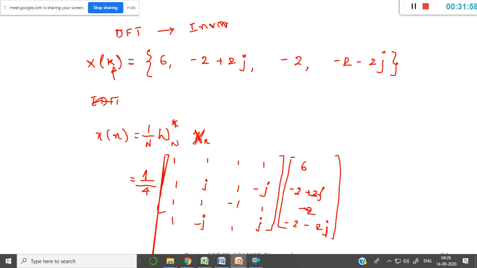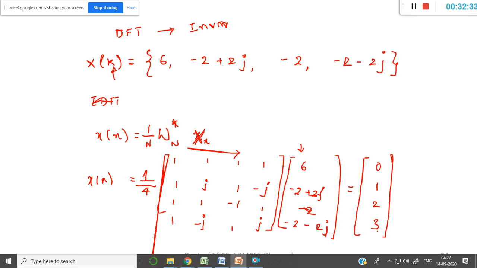Try to calculate this, guys, and multiply these values. Once you multiply, divide by 4 and obtain the x of n values. So here we'll stop for the day. Try to calculate and see that you get back the original values. It should be the 0 1 2 3 sequence. You must get this answer, right? Okay, this is for the day, and we'll wind up the session.